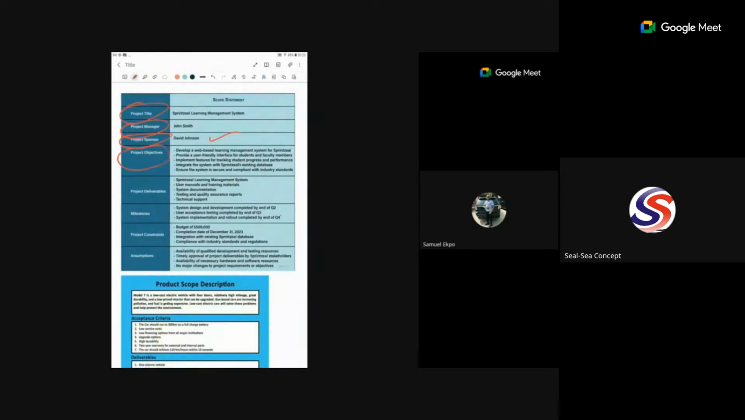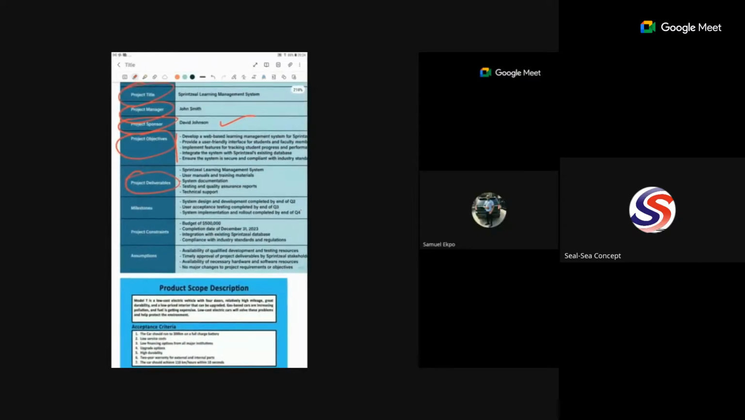What is the objective of the project? You will state it. What do you intend to achieve in this project? Like this one, develop a web-based learning management system for Brazil. Provide a user-friendly interface for students and faculty members. So these are the objectives of this project. What are the deliverables of this project? Princeton learning management system.